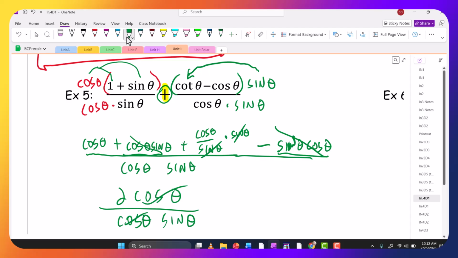Anyway, what is 1 over sine? What is 1 over sine? Cosecant. So we do want to maybe do that in the future, maybe get it right in non-fraction form. So 2 over sine. Sine on the bottom becomes cosecant on the top because it's reciprocal.